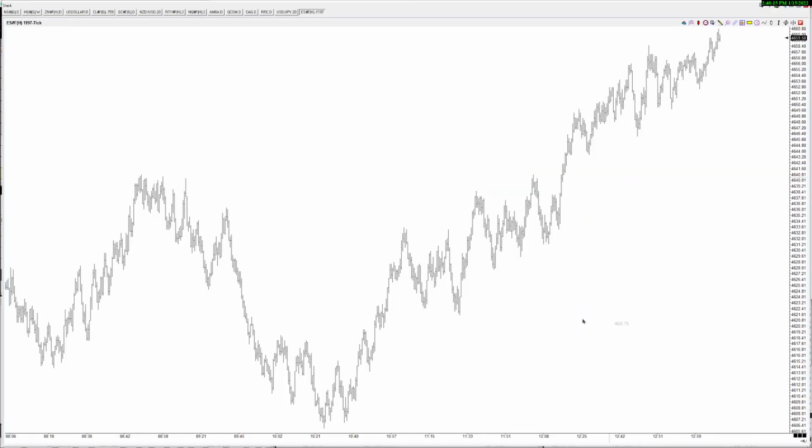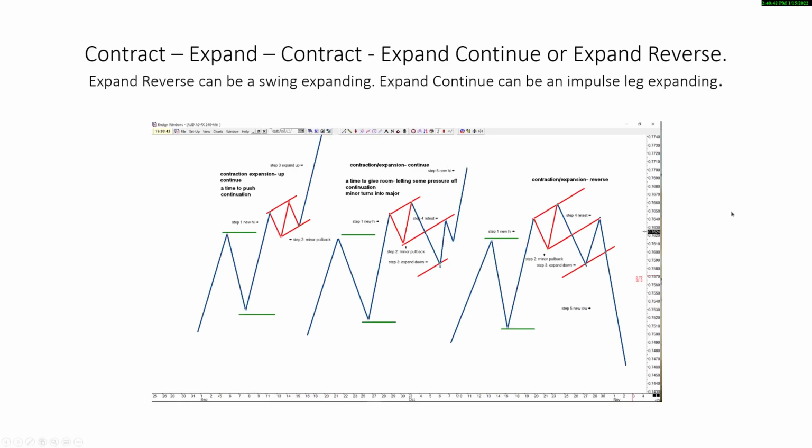So that's our 3 basic ways of trading. Let's show another slide just to give some ideas. And go back and look at some of the other videos where we talk about the 3 types of trades, mapping, and gaps and swings, and that'll help all of this come together. So this is what the market does: contract, expand, continue, or expand reverse.